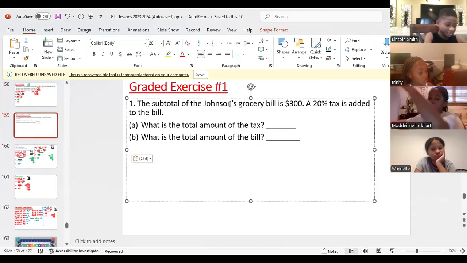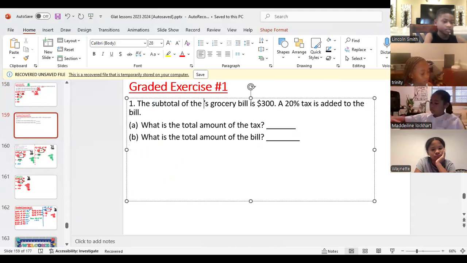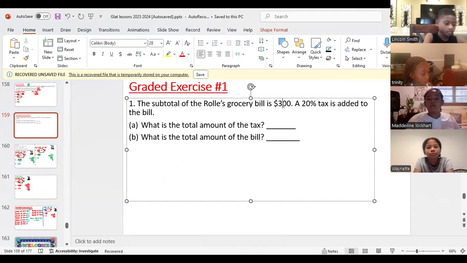So the subtotal of the grocery store bill is $400. A 20% tax is added to the bill. What is the total amount of the tax? What is the amount of the bill?